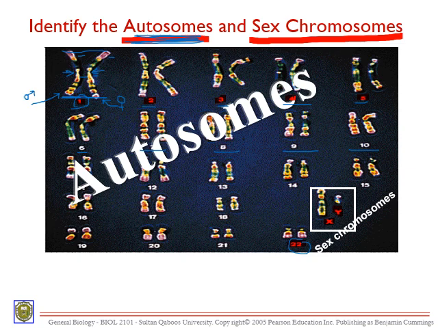Now, the sex chromosome is very obvious. It's here at the end. This is pair number 23. These are the sex chromosomes.